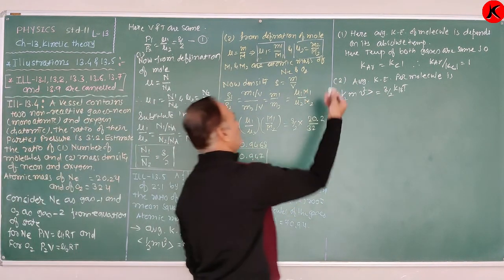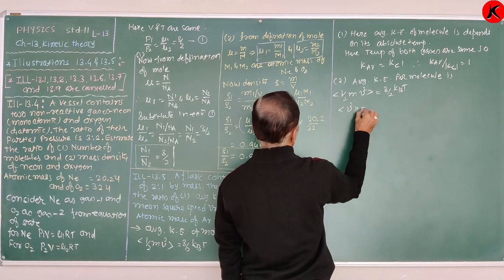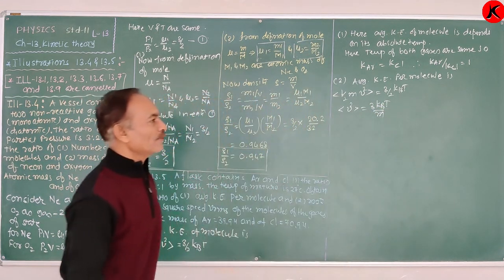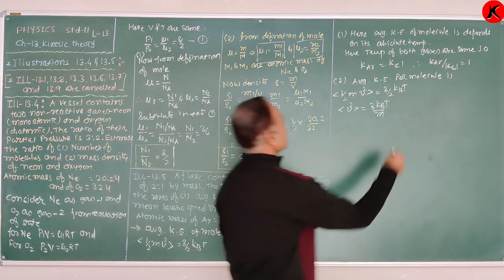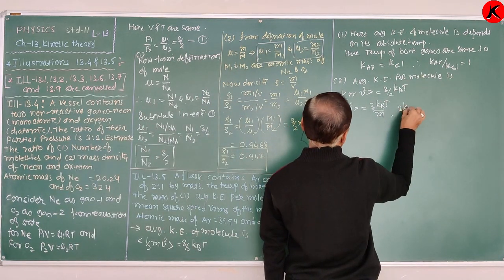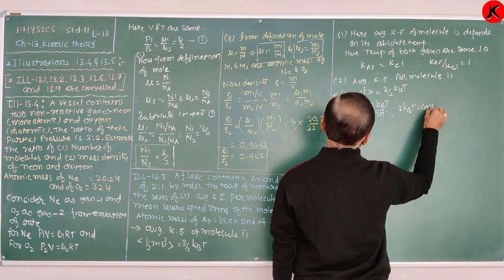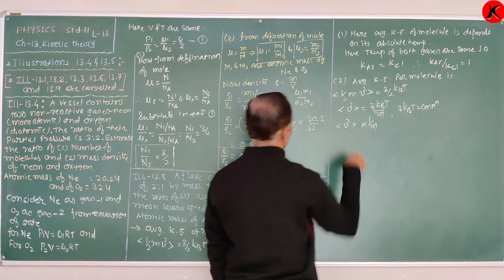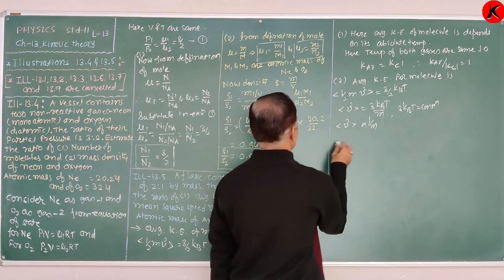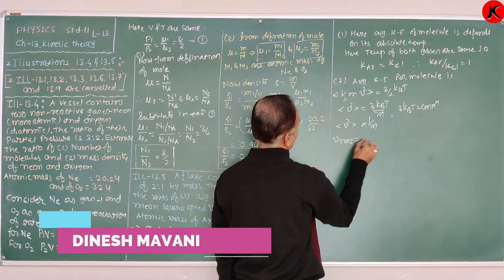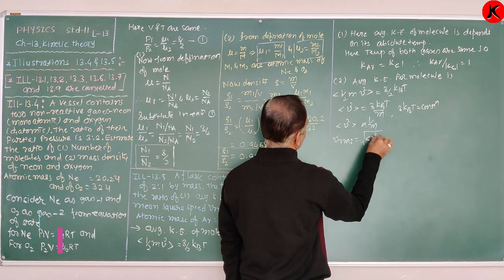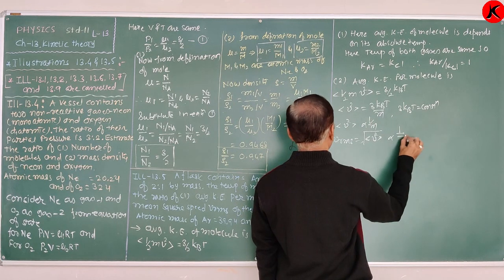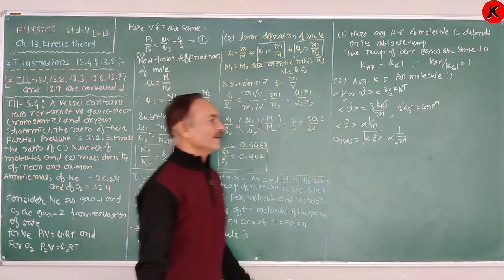Therefore, v square is equal to 3 kBT upon m. Here 3 kBT is constant. Therefore, we know that v square is proportional to 1 upon m. Taking the square root, therefore VRMS is proportional to 1 upon under root of m.